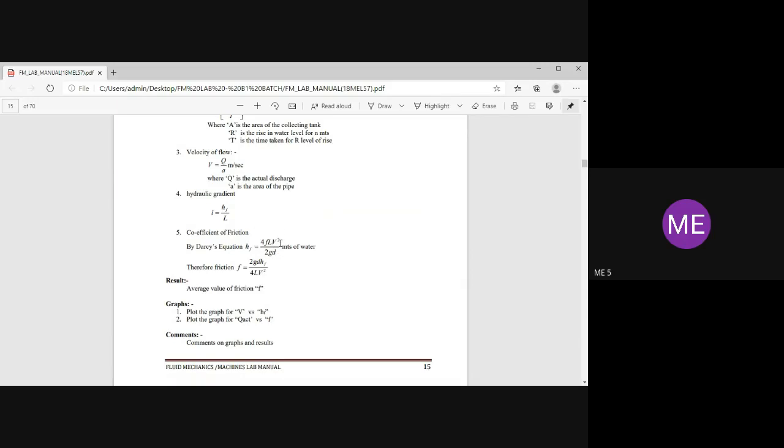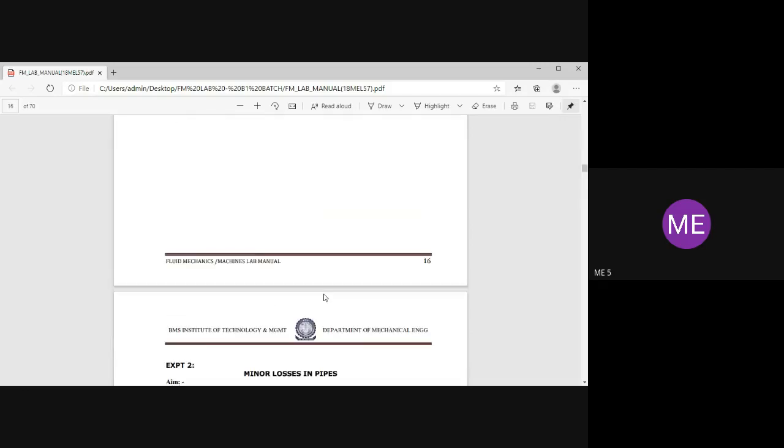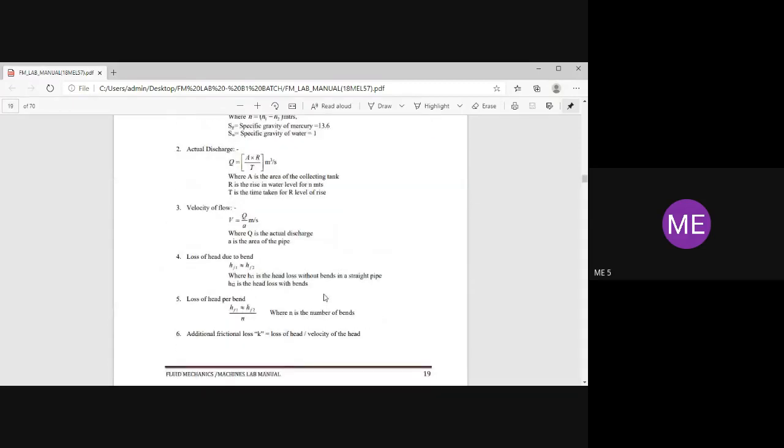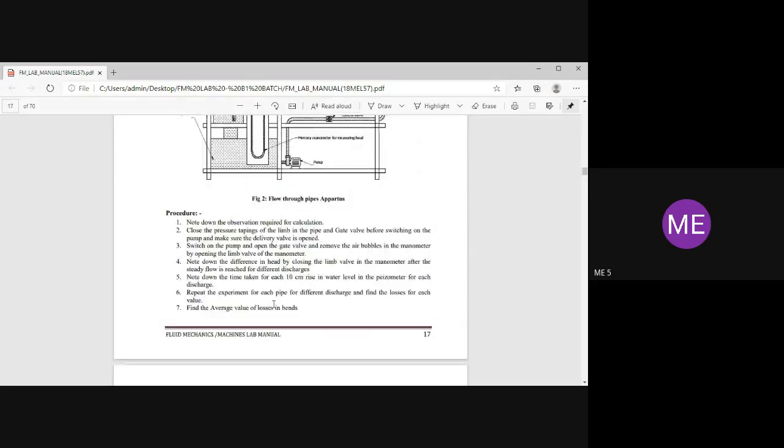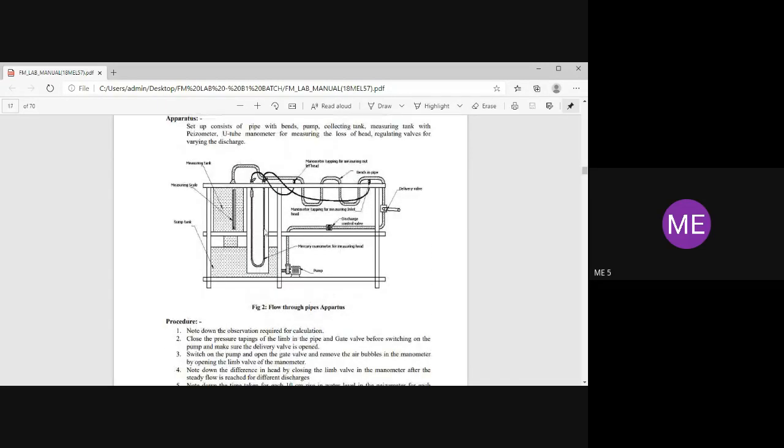HF1 you can calculate using 4fLV square divided by 2gD. HF2 also you have to calculate using this formula. Then HF1 minus HF2 you have to calculate. Then you find the loss of head per bend: HF1 minus HF2 divided by N, where N is the number of bends. See the diagram. We have totally 8 bends: first bend, second, third, fourth, fifth, sixth, seventh, and eighth bend.